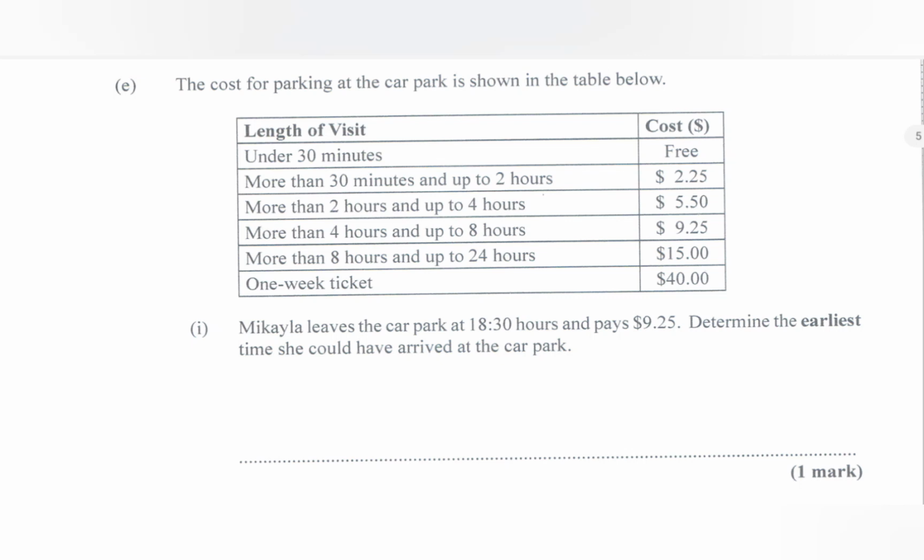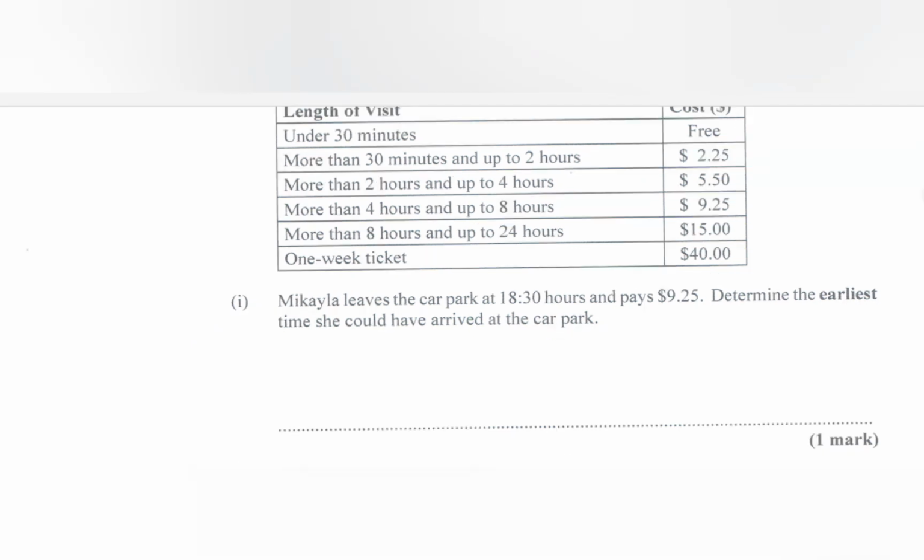So what we're going to do is look at the table to see what applies to this cost. If Michaela paid $9.25, then it means that she could have spent a maximum time of 8 hours. Since Michaela leaves the car park at 18:30 hours, we are going to subtract 8 hours from this time to determine the earliest time she could have arrived at the car park.